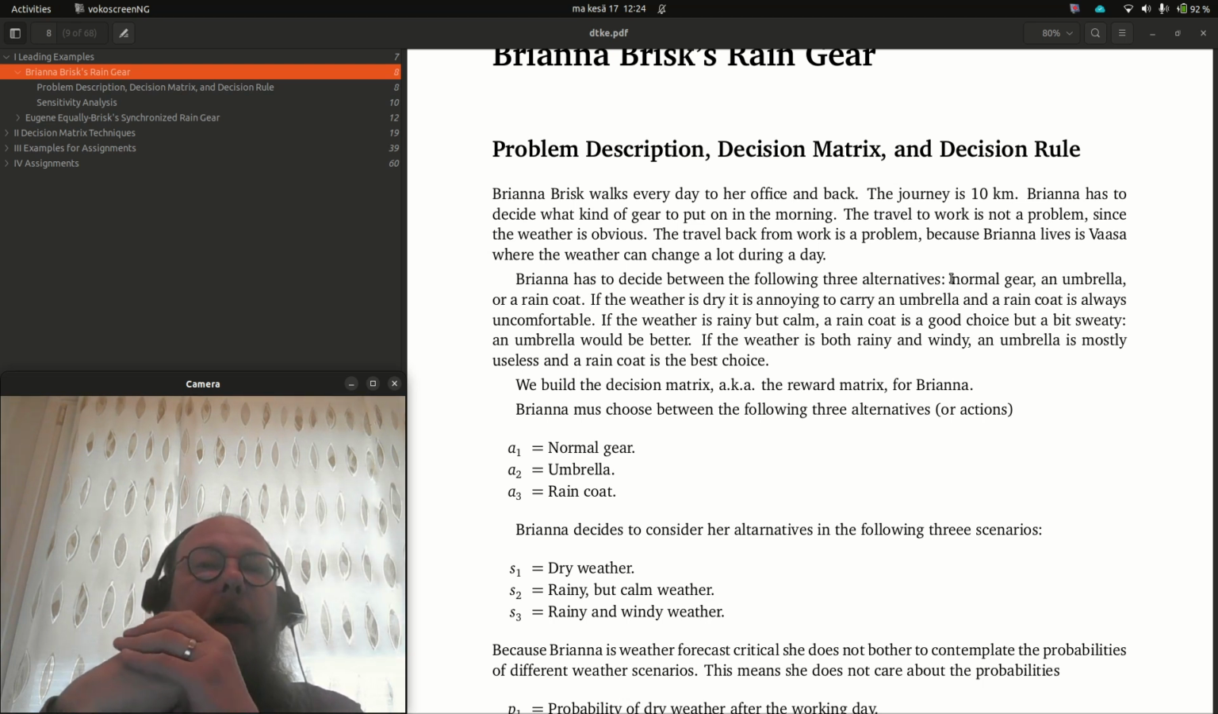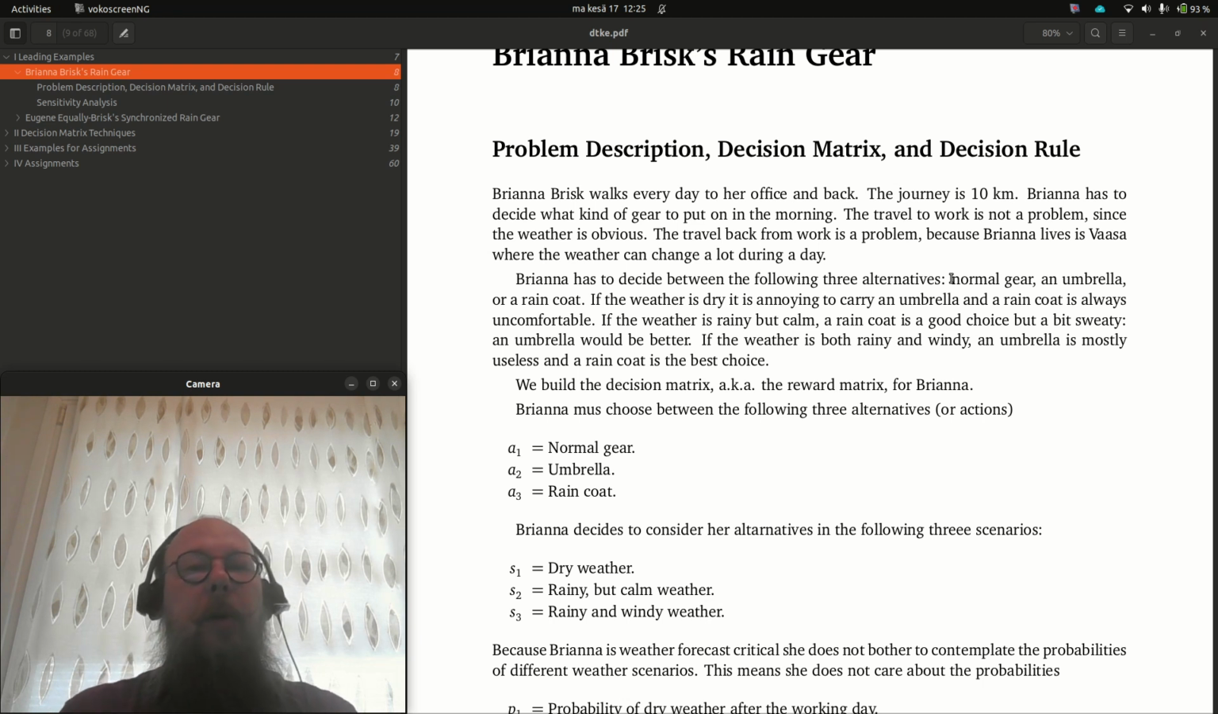And let's analyze a little bit what happens with different gear. So if the weather is dry, it is annoying to carry an umbrella, and the raincoat is always uncomfortable. If the weather is rainy but calm, a raincoat is a good choice but a bit sweaty, and an umbrella would be better. And if the weather is both rainy and windy, the umbrella is mostly useless because of the wind, and the raincoat should be the best choice in these cases.